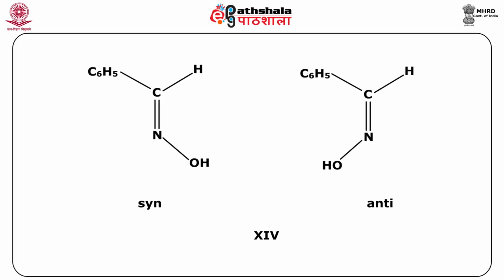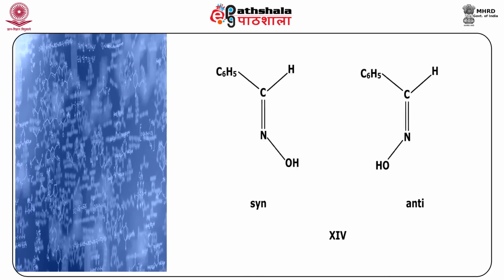If H and OH are on the same side, it is cis analogous and called syn, and if they are on opposite sides, then it is anti. And you can see their structures, the syn and anti forms are shown here.